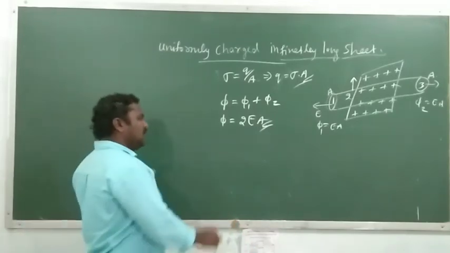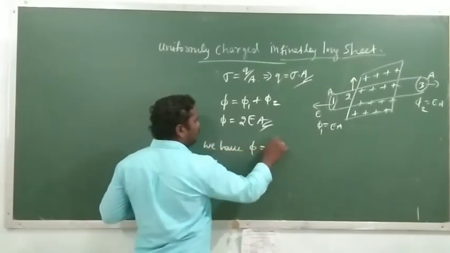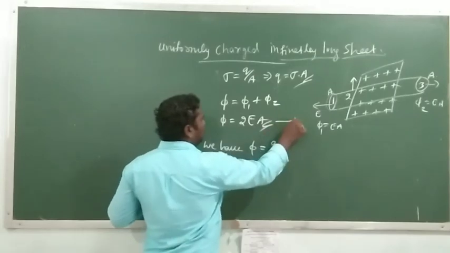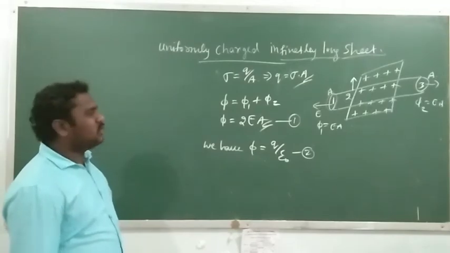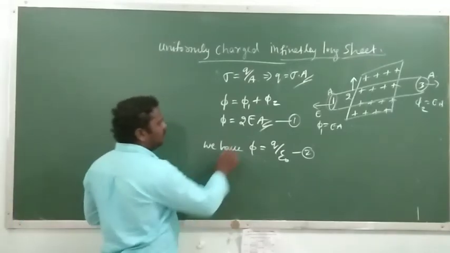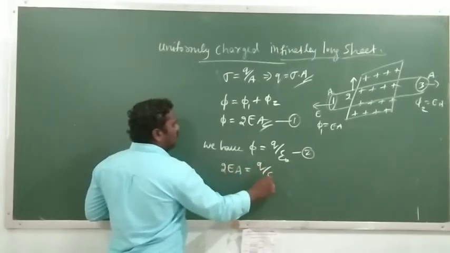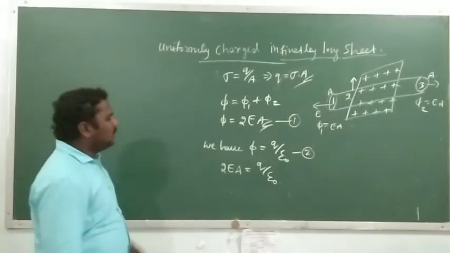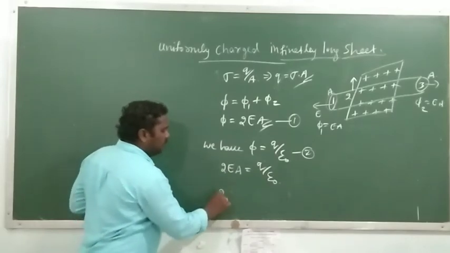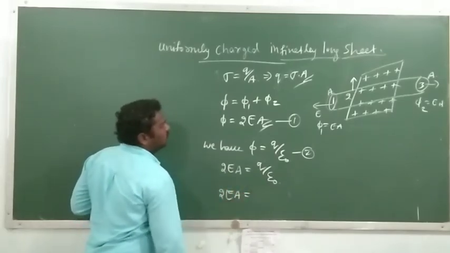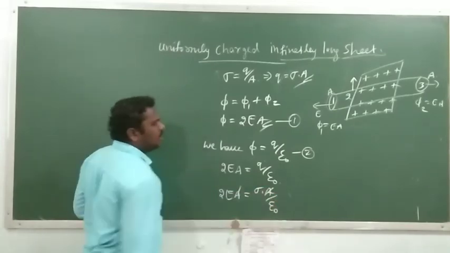Next we make use of the Gauss law. We have phi is equal to Q upon epsilon. This is equation 1 and this is equation 2. Now we compare equation 1 and 2, and we get 2 EA is equal to Q upon epsilon. Here the total charge Q is replaced by sigma into A. So we have 2 EA is equal to sigma into A by epsilon. A on both sides cancels.